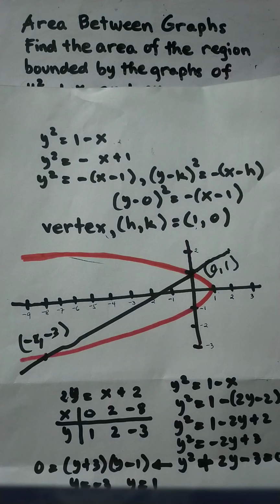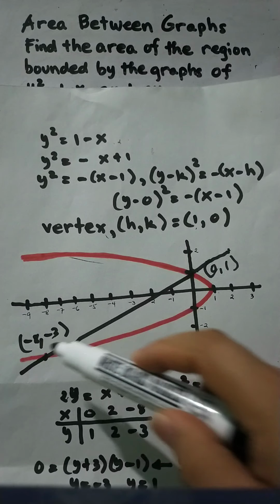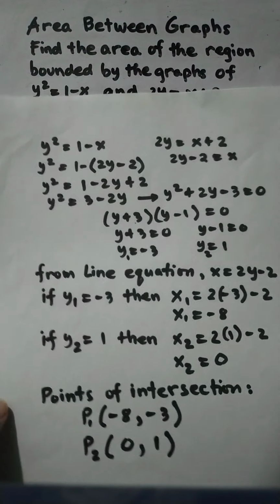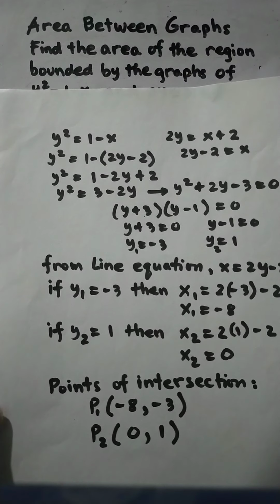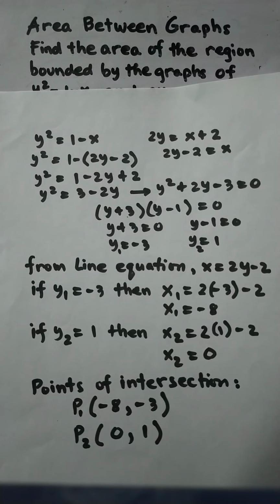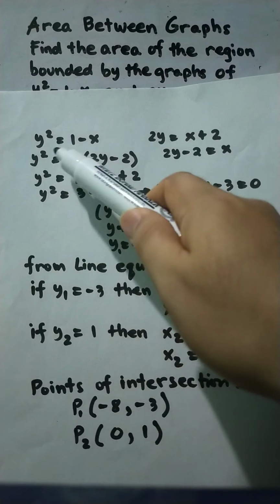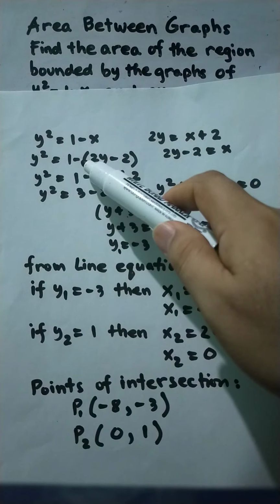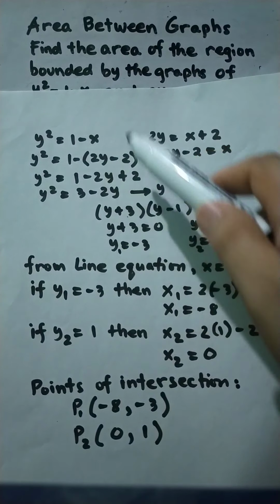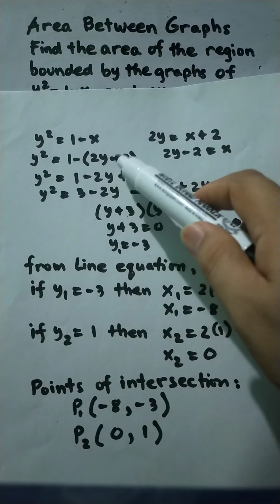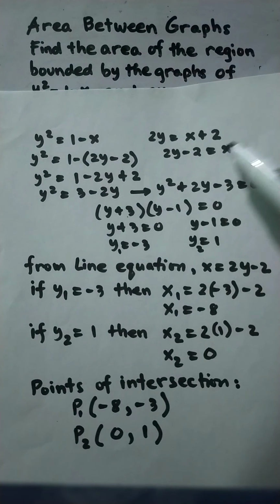Now, how are we going to determine the intersection between this line and the parabola? By combining the two equations. Okay, so we have y squared equals 1 minus x, and then y squared equals 1 minus, instead of writing x, I am substituting the value of x as 2y minus 2. This 2y minus 2 is coming from the equation of a line.